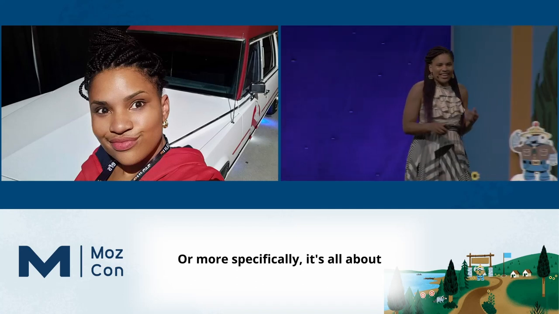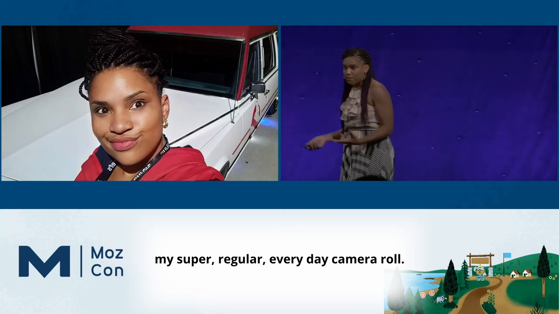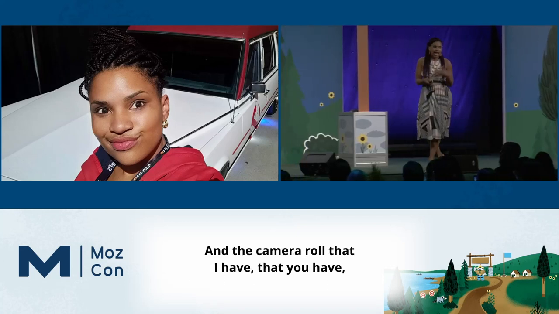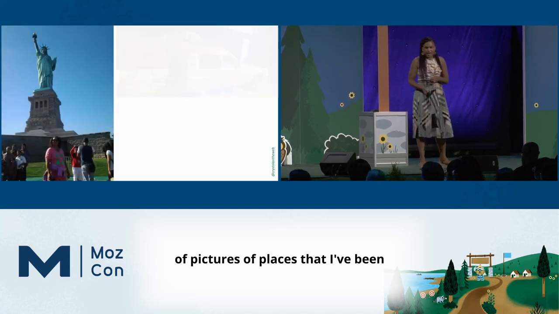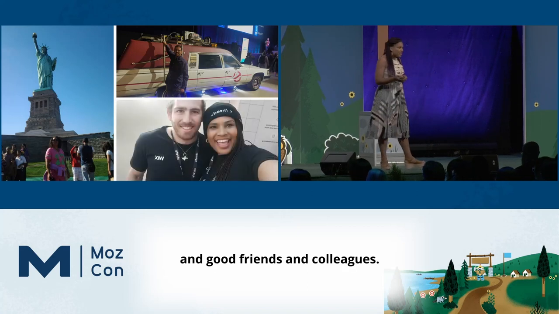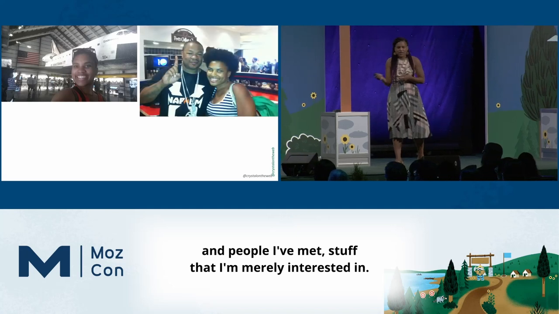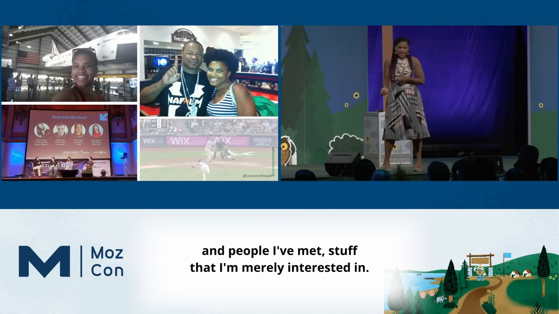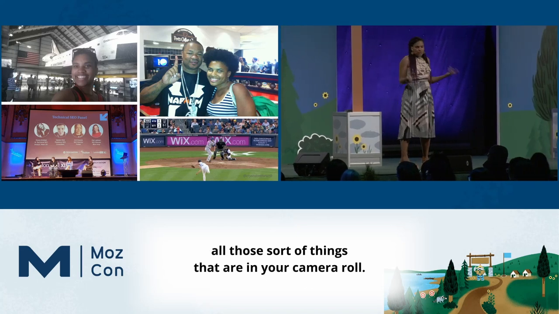Or more specifically, it's all about my super regular, everyday camera roll. The camera roll that I have, that you have, that everyone else has, that's full of pictures of places that I've been and people that I've seen and good friends and colleagues. And it's also full of things that I really like and people I've met, stuff that I'm really interested in, all of those things that are in your camera roll.